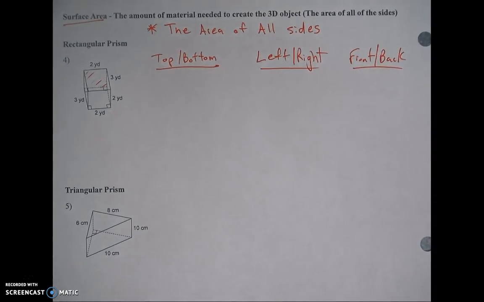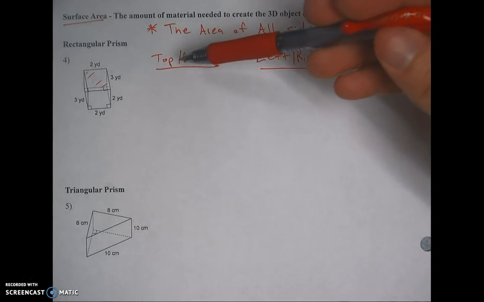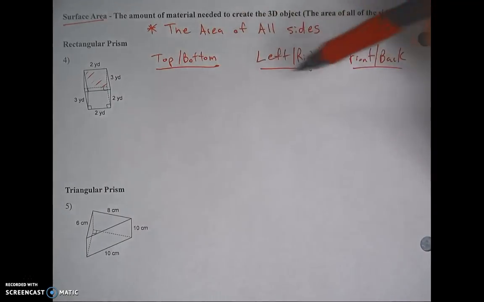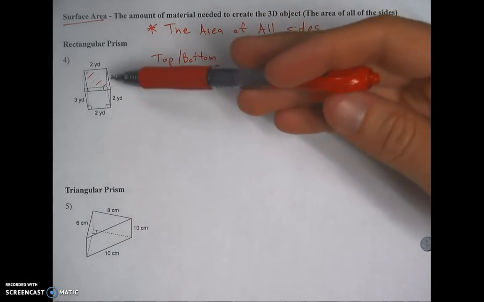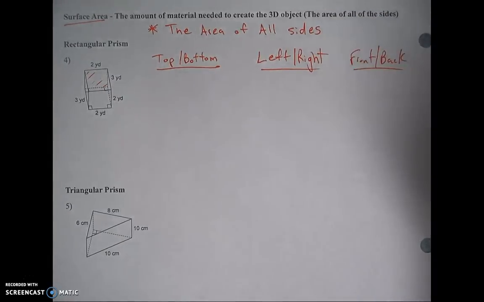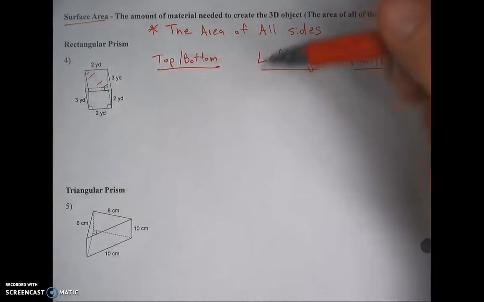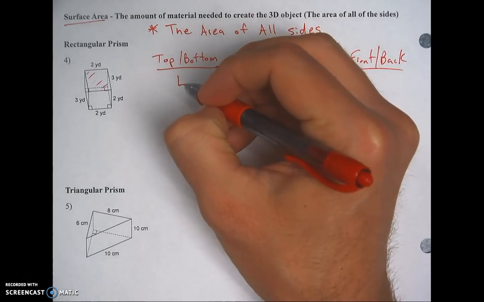Now I do want you to organize your work like this, but I don't want you to stress too much over what's the top and the bottom, what's the left and the right, what's the front and the back. As long as you cover all the sides, we're good. So let's start with the top and the bottom. So we're dealing with a rectangle. Let's draw the picture real quick.